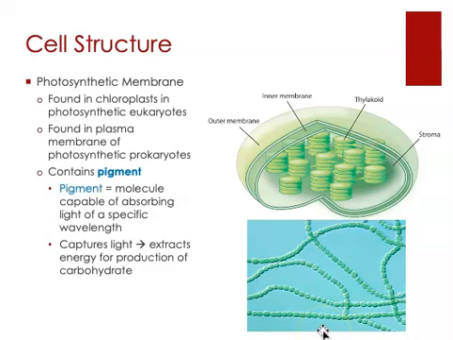So it's pigment that gives membrane a photosynthetic ability. It's pigment that helps capture the light from the sun and extract energy so that it can make carbohydrate. That is what happens during the process of photosynthesis.